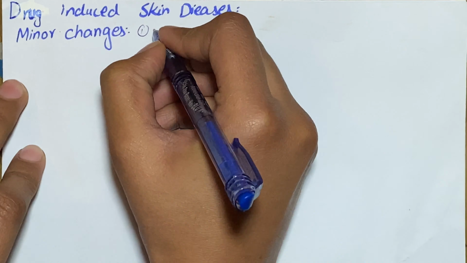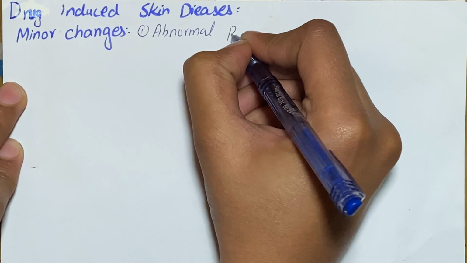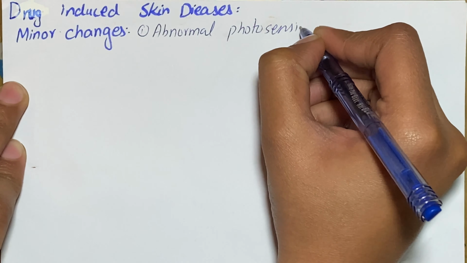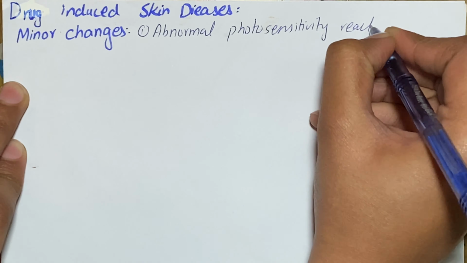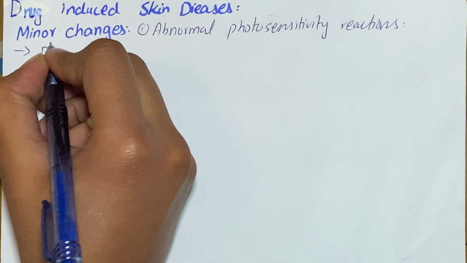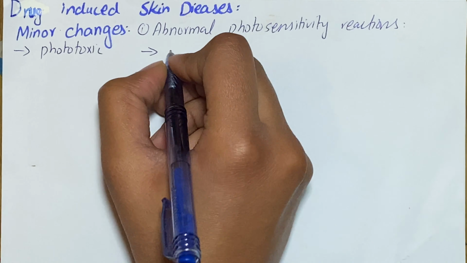So first of all, abnormal photosensitivity reactions is one of the minor skin changes which are caused because of some drug therapy. On the basis of toxicity, these can be of two types: phototoxic or photoallergic.